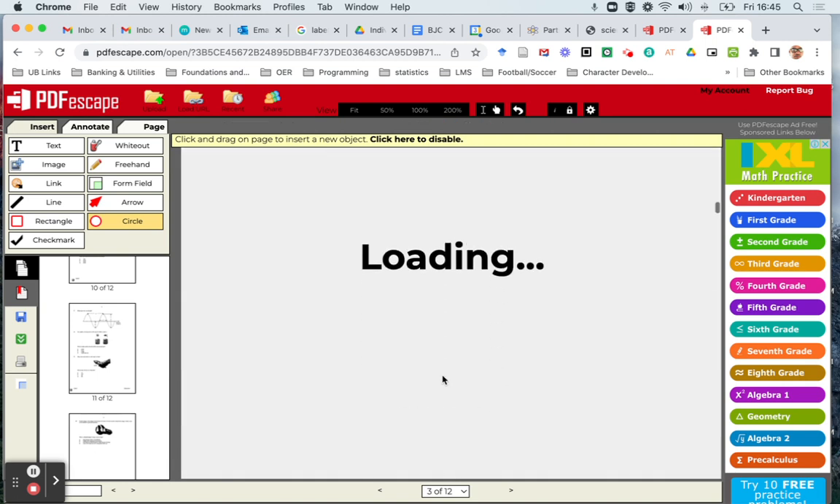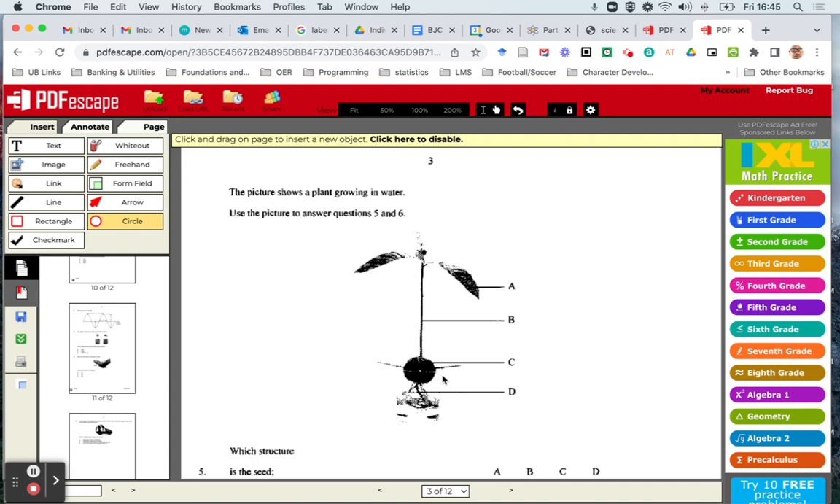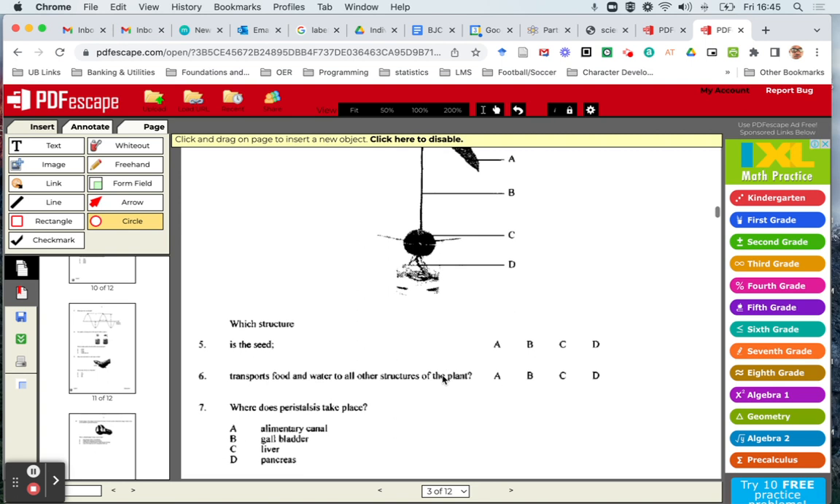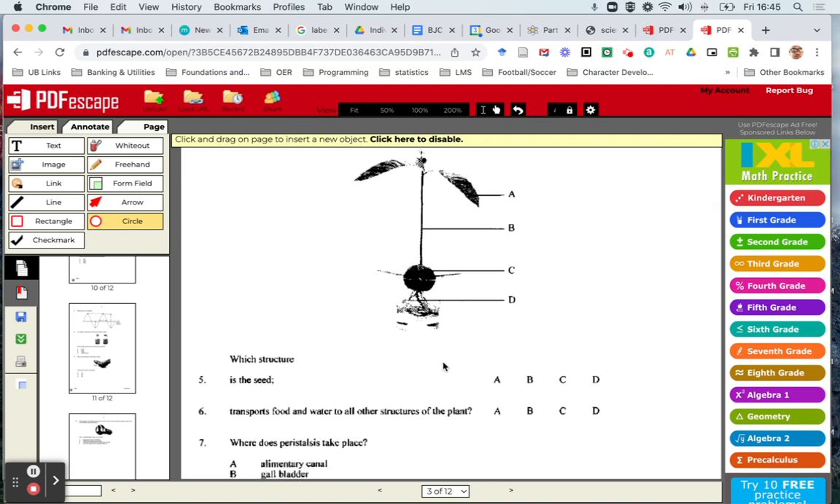Question 5. The picture shows a plant growing in water. Use the picture to answer questions 5 and 6. Which structure is the seed? Well, this big thing, even though it's not clear in this diagram, is the seed. So that's going to be C.